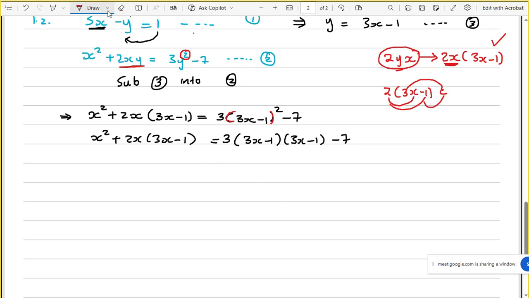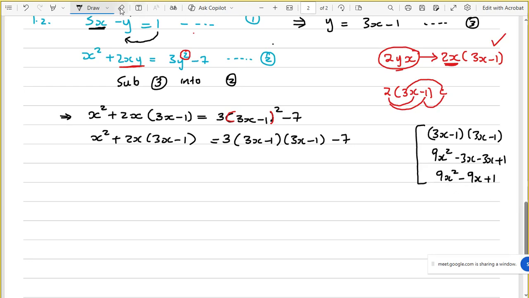So look at what I'm going to do. I'm just going to work this thing this side. I need to find 3x minus 1 into 3x minus 1 first. So 3 times 3, that's 9. So this will give me 9x squared. And then I'll have 3x times minus 1, that's minus 3x, minus 3x, plus 1. The like terms: this is 9x squared, and then minus 6x plus 1. So look at what we have here, not minus 9x, but this should be minus 6x.